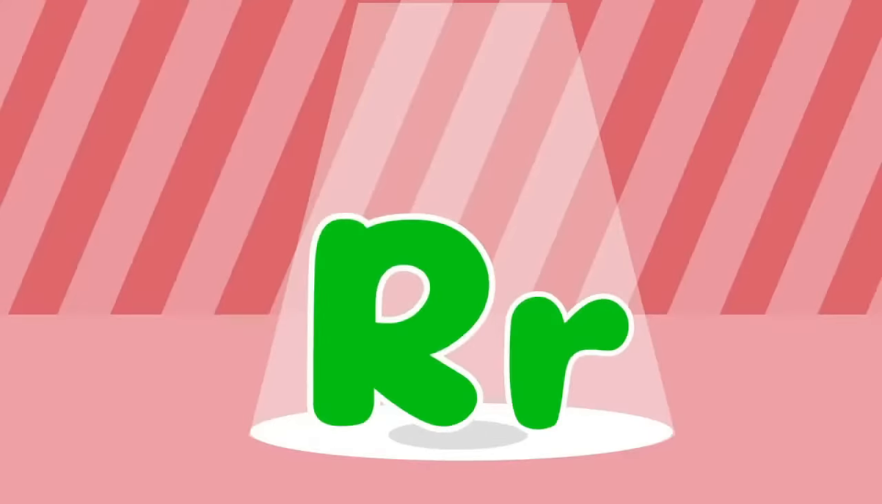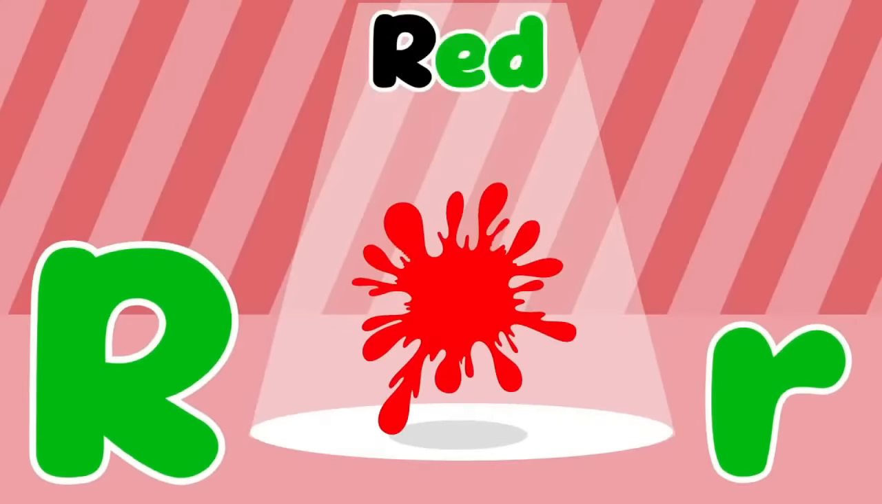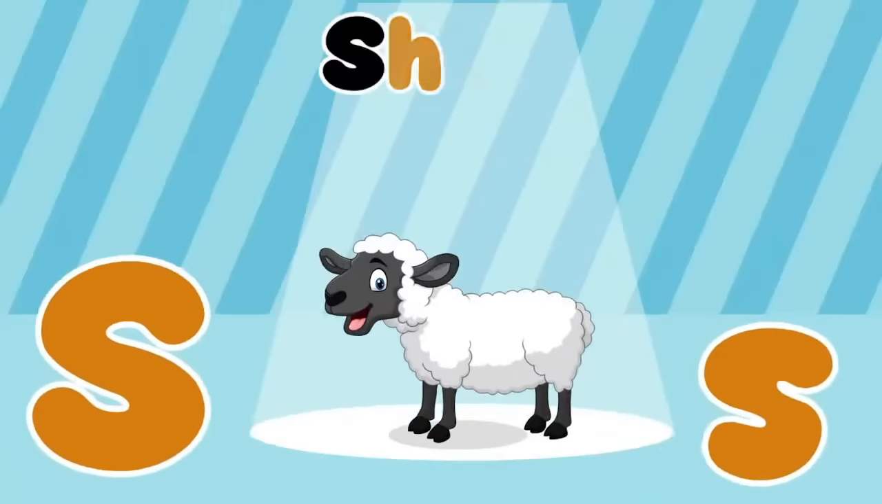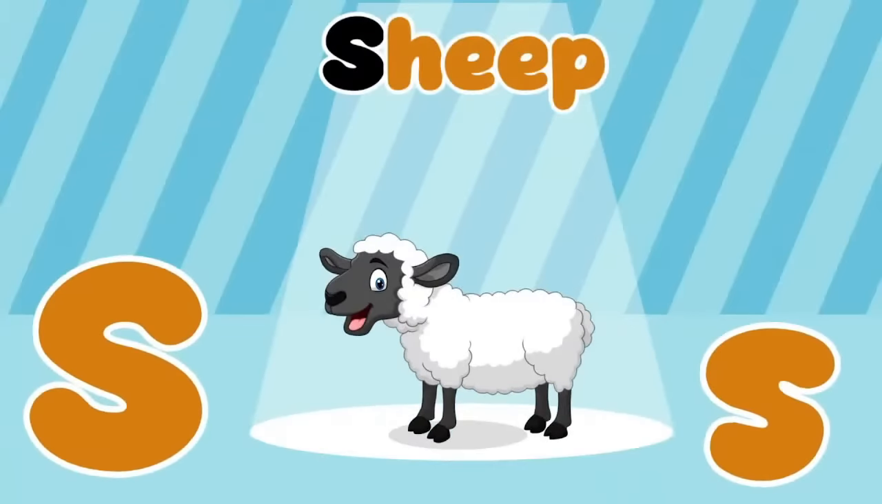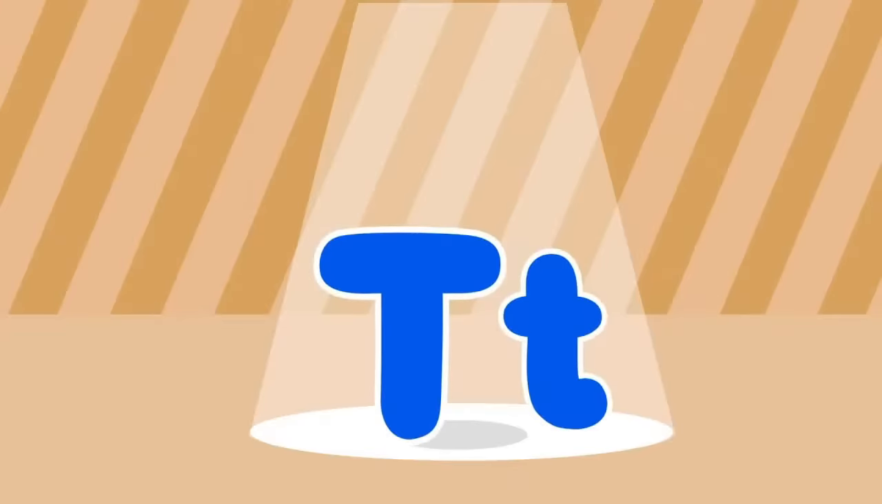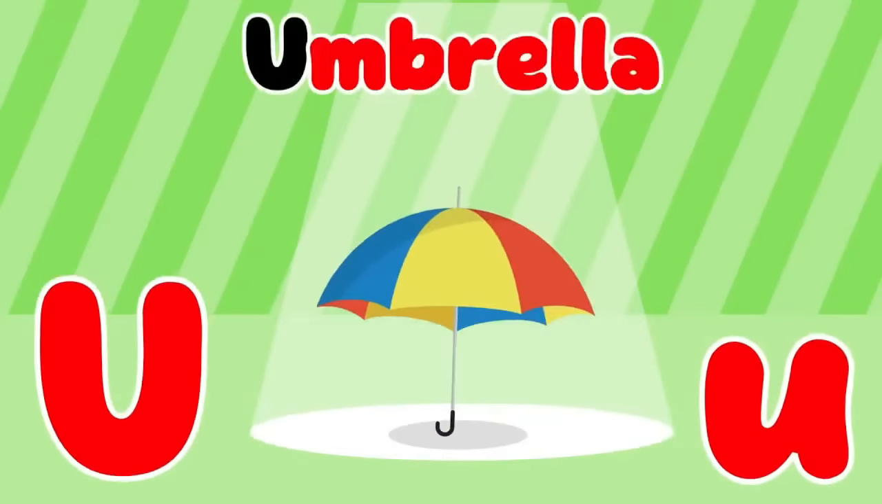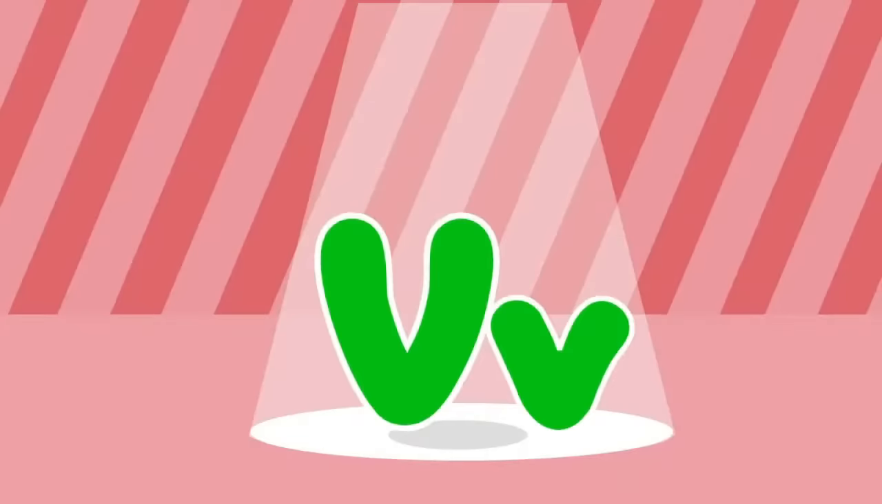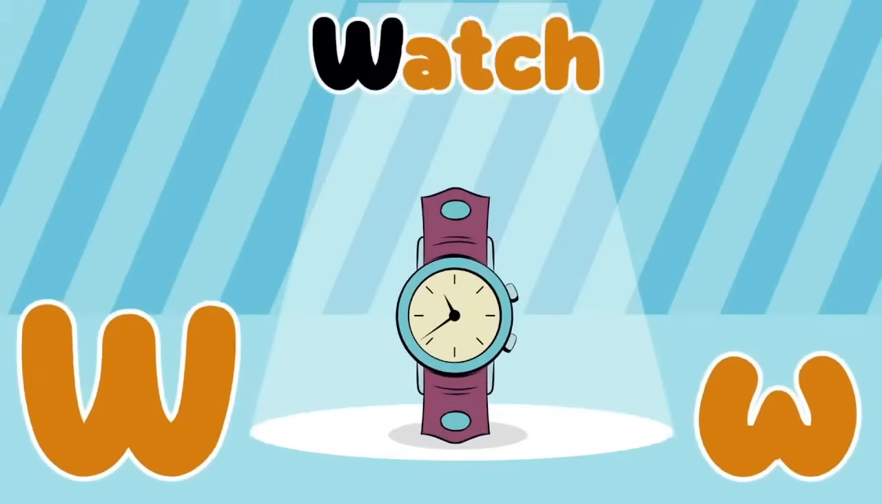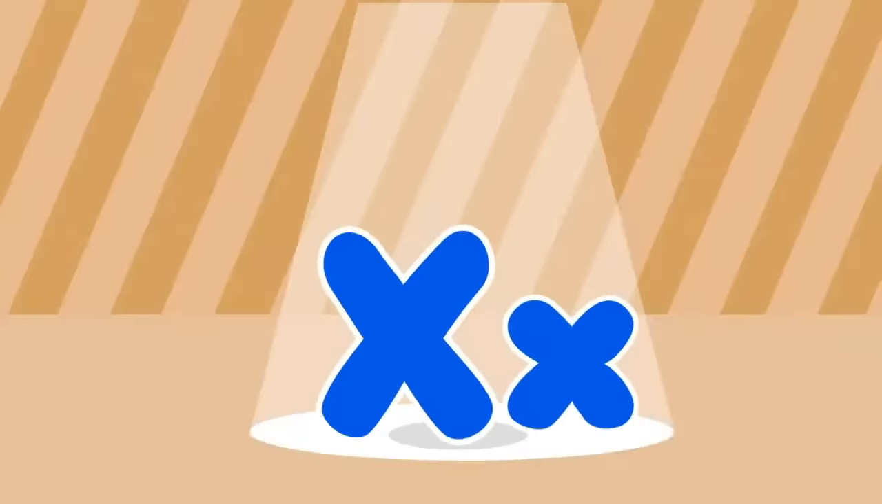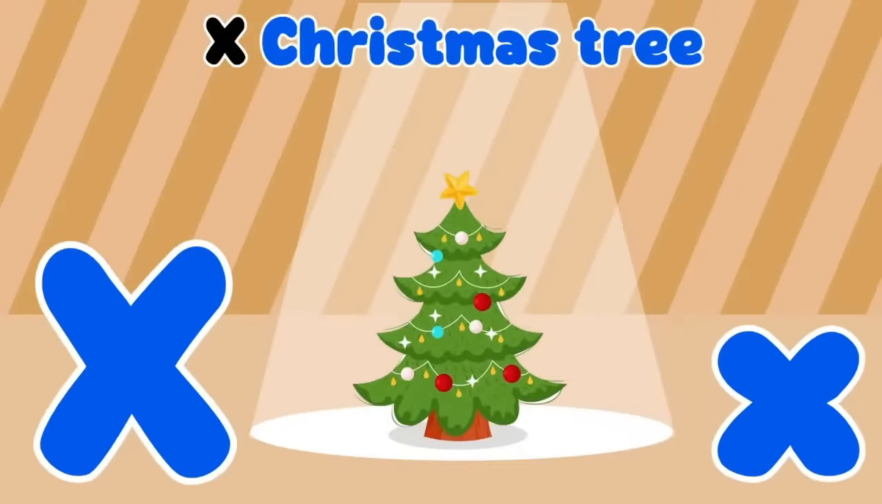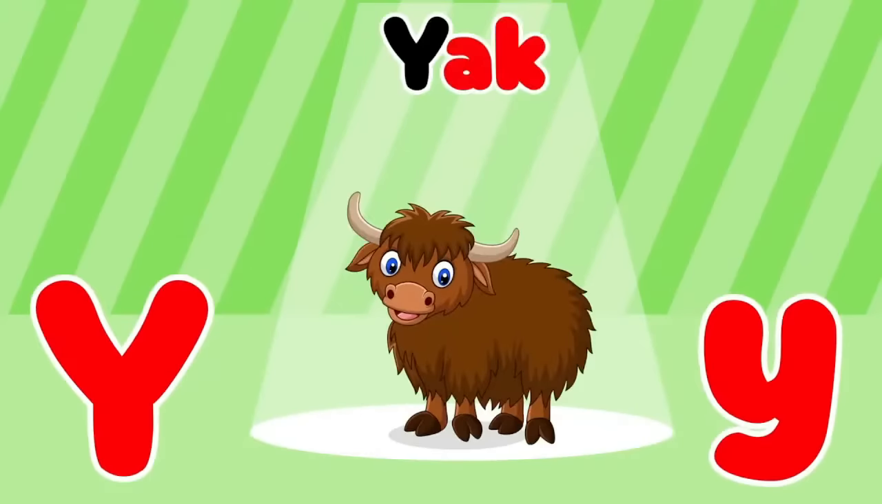R. R for rat. S. S for sheep. T. T for tiger. U. U for umbrella. V. V for van. W. W for watch. X. X for Xmas tree. Y. Y for yak. Z. Z for zebra.